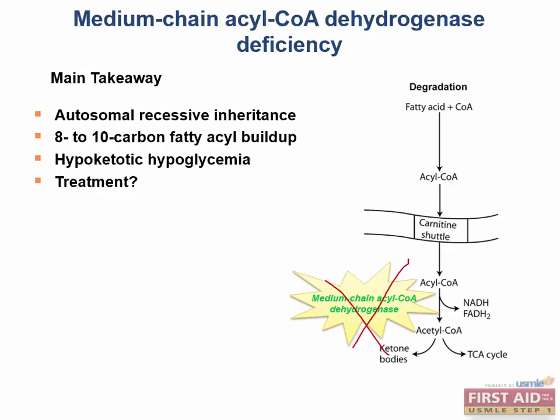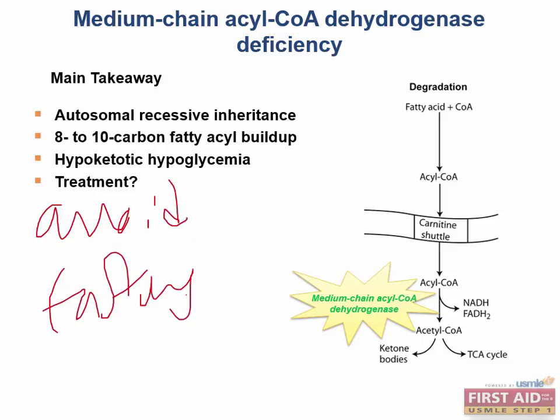How will we treat a patient with medium-chain acyl-CoA dehydrogenase deficiency? Well, let's think about it. When do we use beta oxidation? We use beta oxidation to break down fats when our glucose levels are depleted. So treatment is to keep our body supplied with a constant source of glucose and avoid fasting.